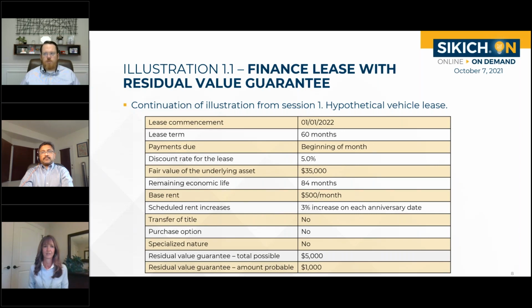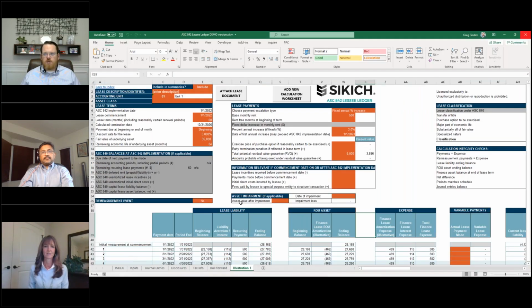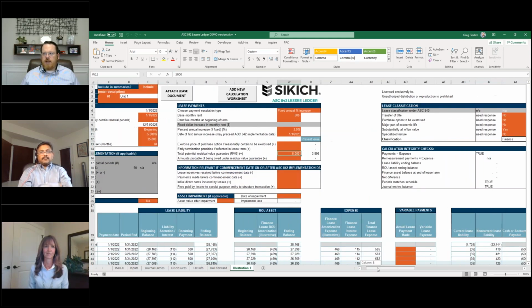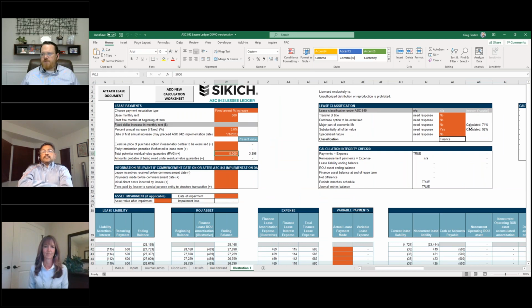And first, we're going to pick up with an example that we started with in the first session, where we looked at lease classification. And if you recall, we entered the terms here and looked at the effect of the potential residual value guarantee and how that resulted in us classifying this as a finance lease. Again, if we remove this item, it changes our substantially all the fair value measure. But it does not affect our lease liability and right of use asset down here.